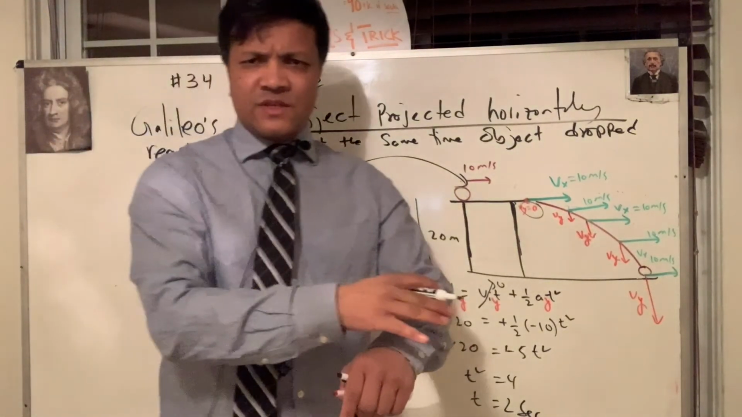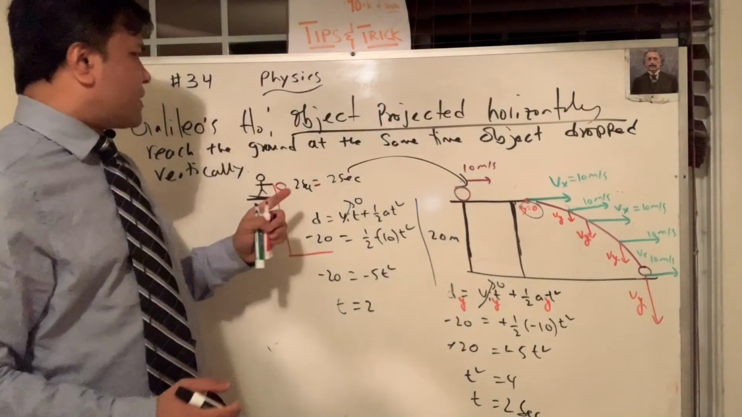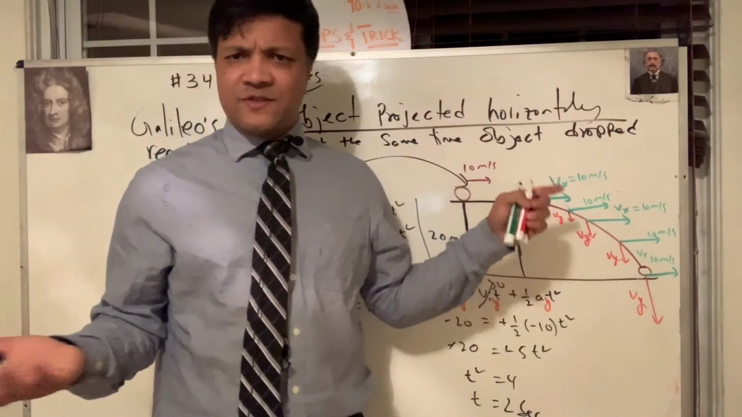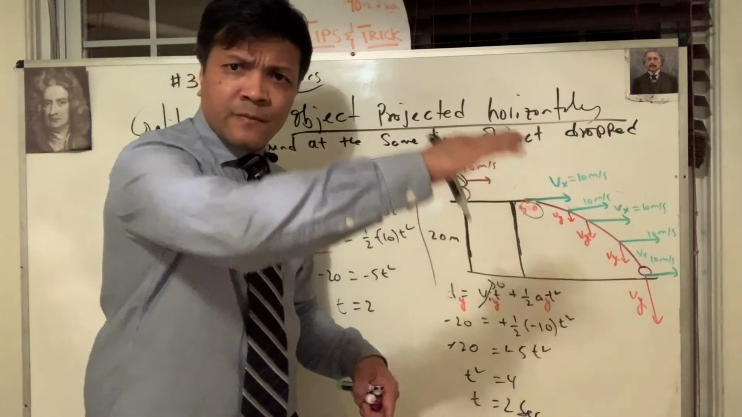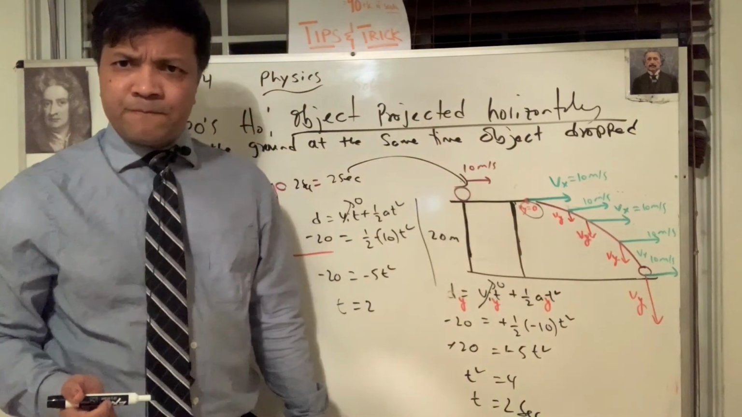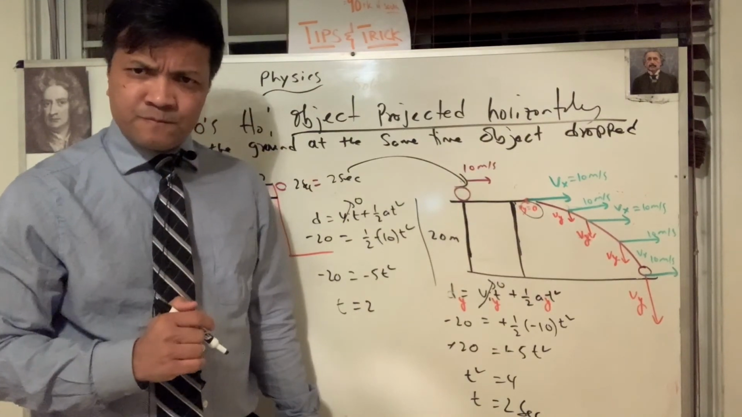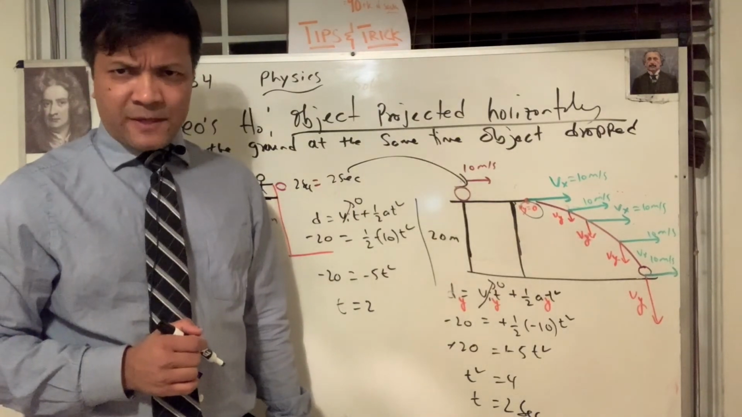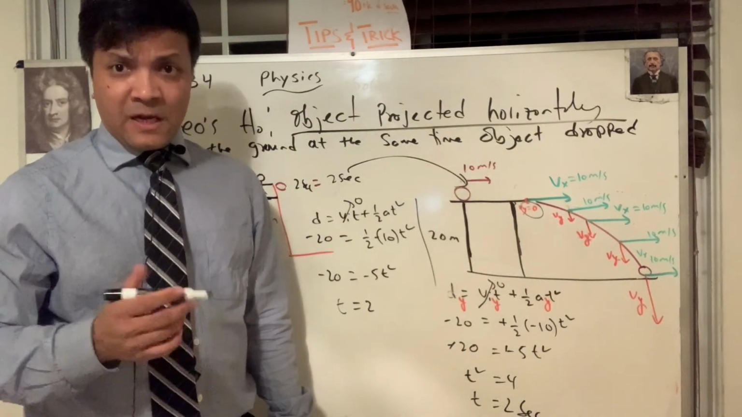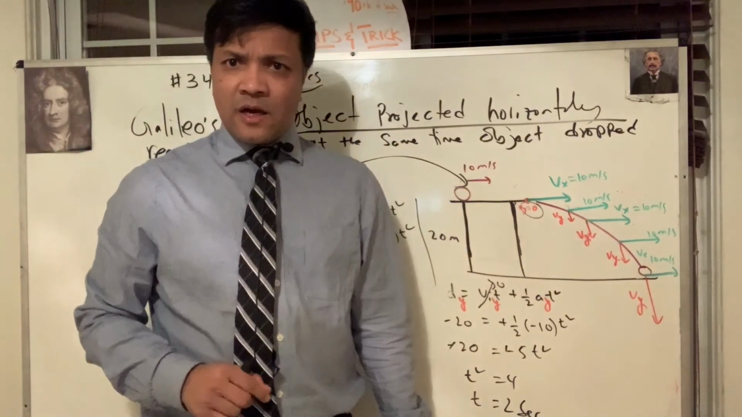An object rolled horizontally, no matter how much velocity, it could be 10 meters per second, or it could be more, or it could be less, it doesn't matter. An object rolled horizontally with 10 meters per second takes exactly the same time to fall as when you drop the object from the same height. Thank you, Galileo, for expanding our understanding some 400 years ago. We are still using it today.